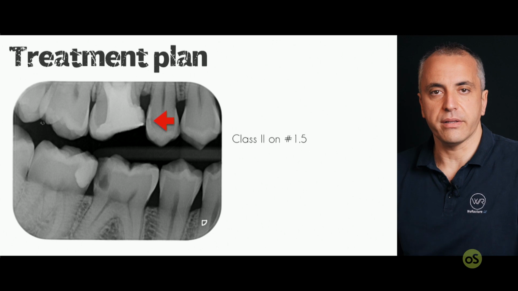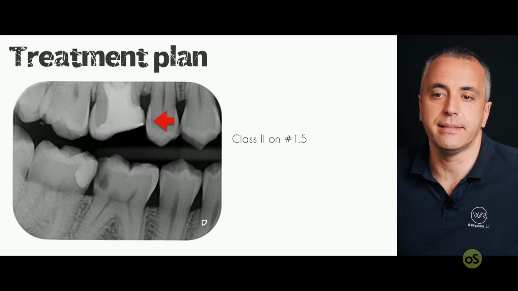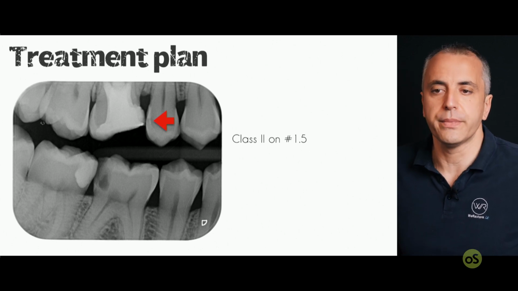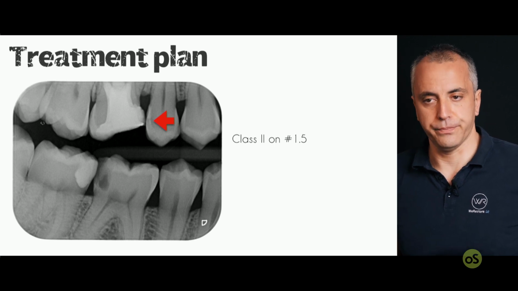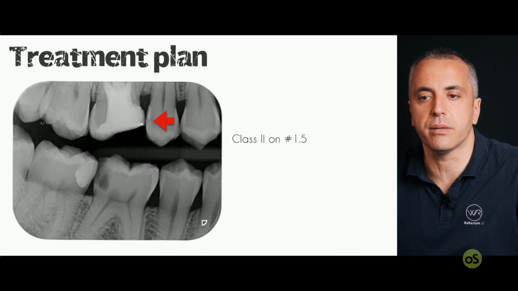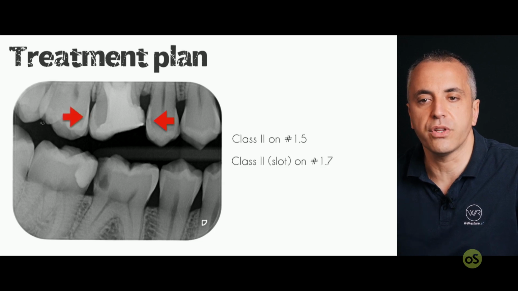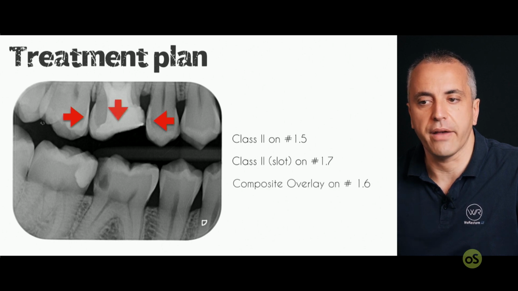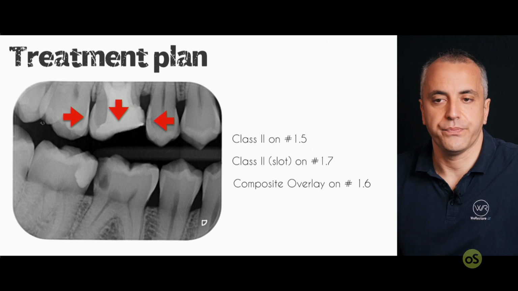First of all, a D2 decay is clearly detectable on the second premolar, on the distal part, and the second treatment will be a slot restoration on the mesial part of the second molar, and then we will have the overlay in composite.